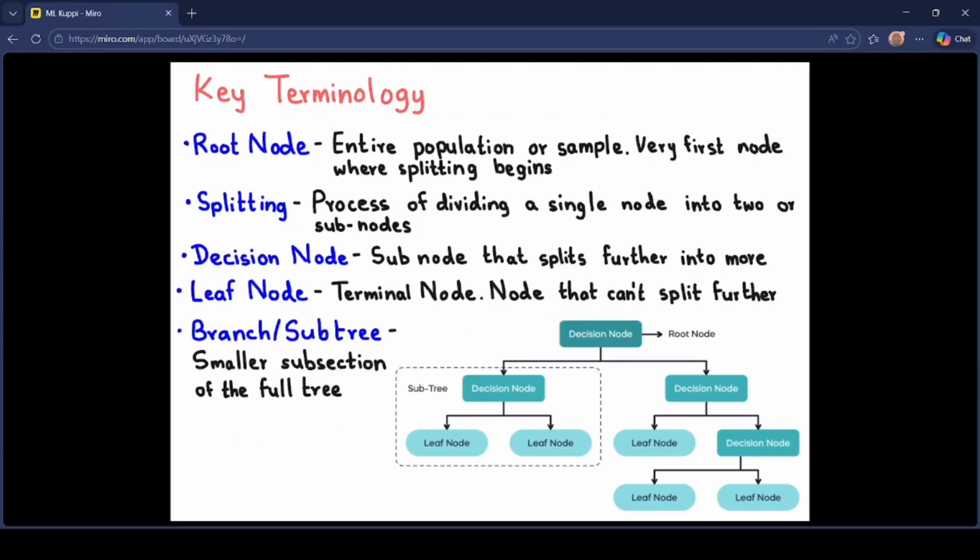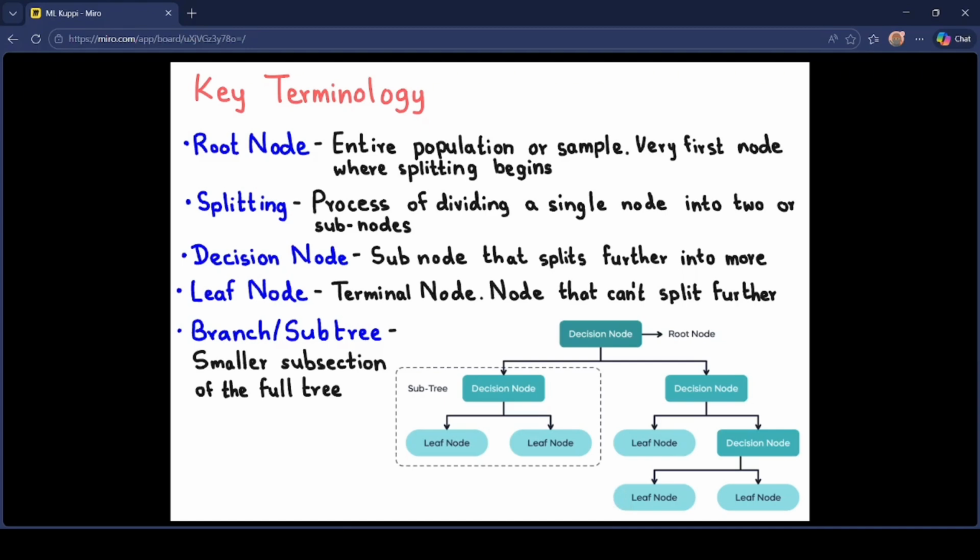We have to keep a few terms related to decision trees in mind. We have the root node: if we consider the entire population or the entire sample before any sort of splitting, the very first node is called the root node. As you can see in the graphical representation I have given, the topmost node is the root node. Then splitting is a process, so it's not exactly drawn on the graph here. Splitting is where we divide a single node into a few subnodes.